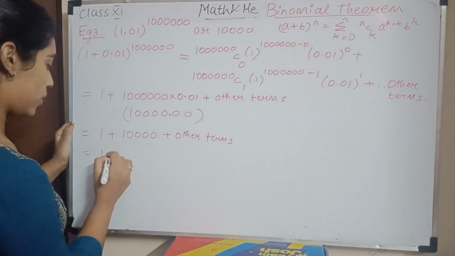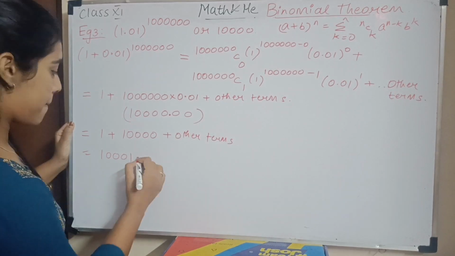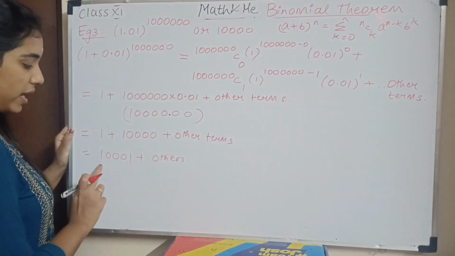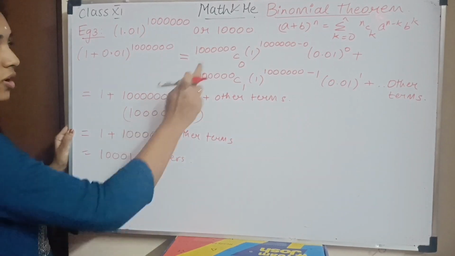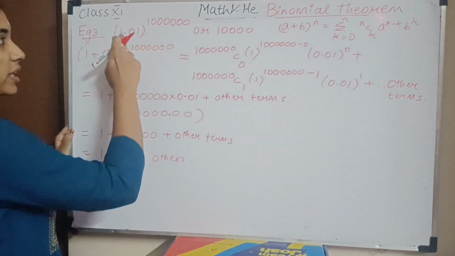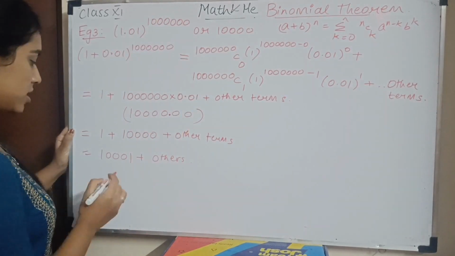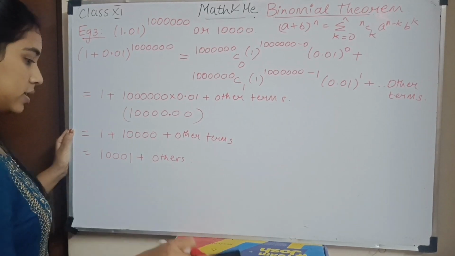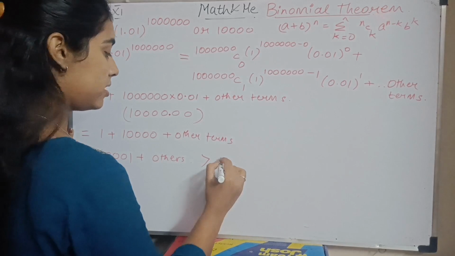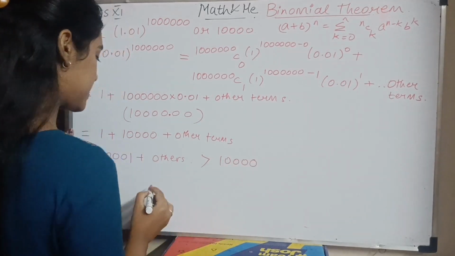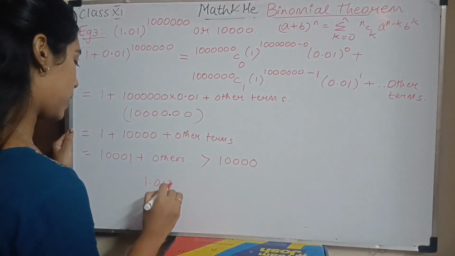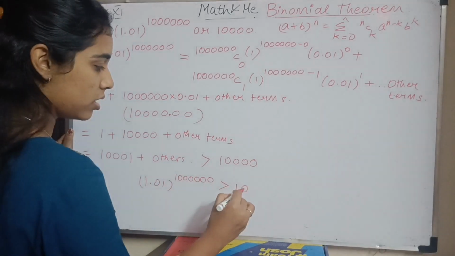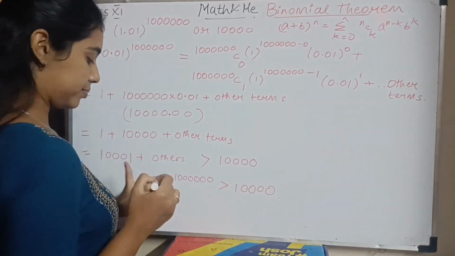So what is this? 10,001 plus others. So in here what do you see? If you add some numbers to this, it is itself already bigger than 10,000. So this particular term will definitely be bigger than this. So this is definitely greater than 10,000. So ultimately, what do I have? 1.01 to the power 1,000,000 is greater than 10,000. Okay.